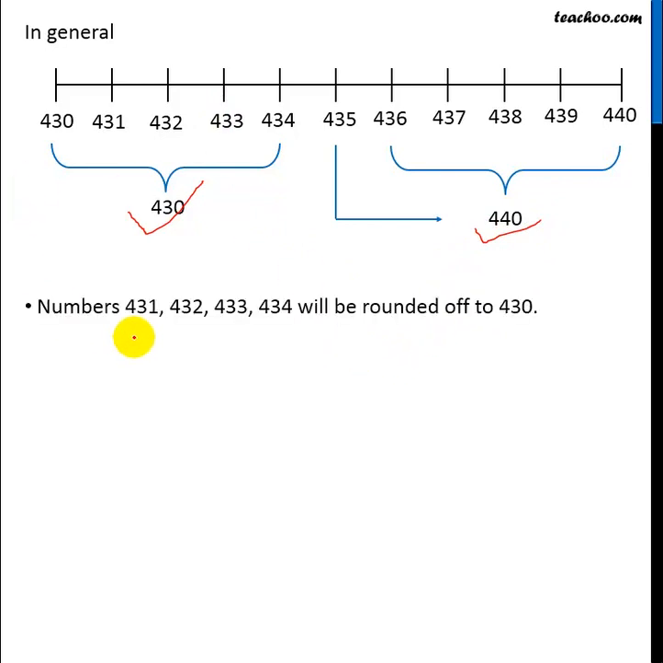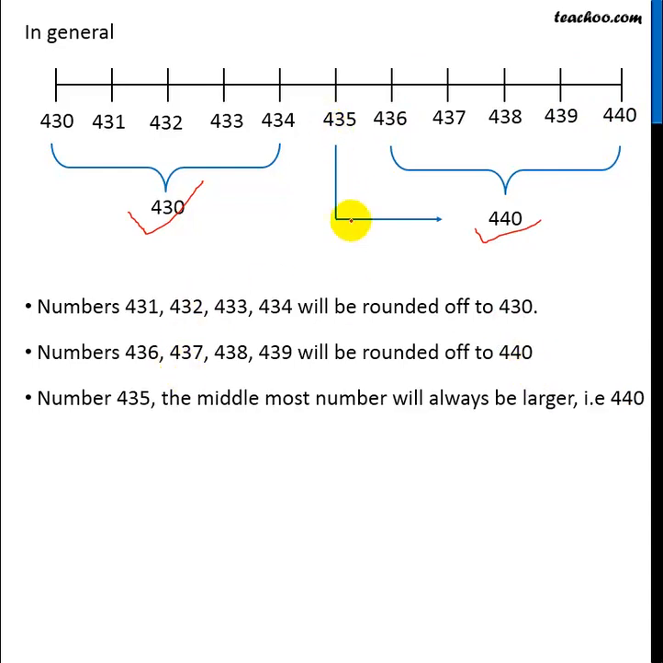Let's look at some examples. So 431, 32, 33, 34 is rounded off to 430. 36 to 39 is rounded off to 440. And 435 is rounded off to 440, the larger number.